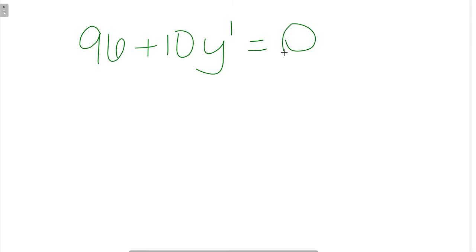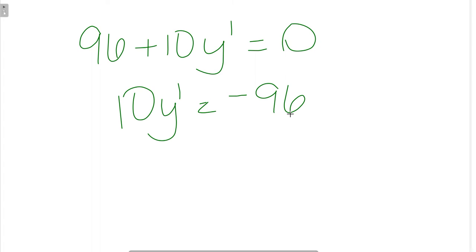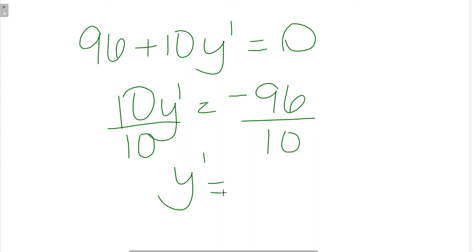Okay, so what are we solving for? We're solving for y prime, or dy dt. So then we get 10 y prime equals negative 96. Okay, so we'll divide by 10, divide by 10. y prime equals, we're dividing by 10, we don't even need a calculator, negative 9.6 feet per second.